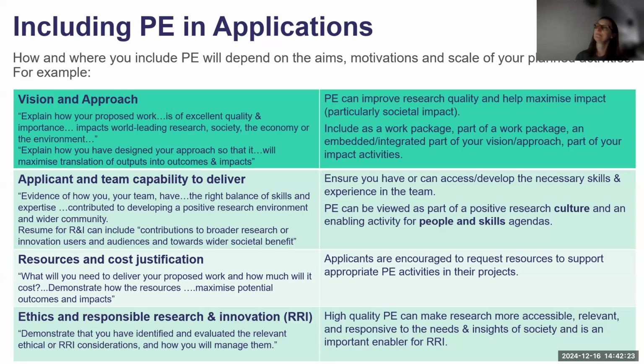For example, in your vision and approach, you're talking about how your proposed work is of excellent quality and importance, impacts world-leading research and society, and talks about how you will maximize the translation of outputs into outcomes and impacts. And so, because public engagement can be a real key to improving research quality and can help maximize the impact of your research, it's absolutely relevant to include it as part of your vision and approach.